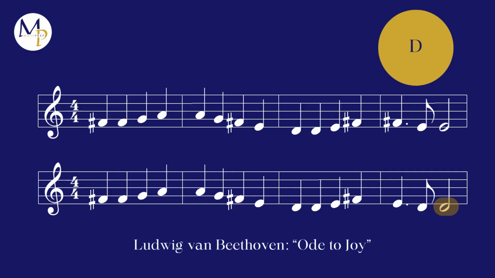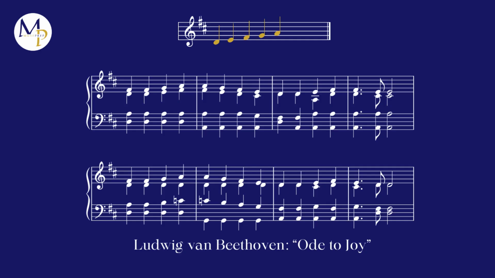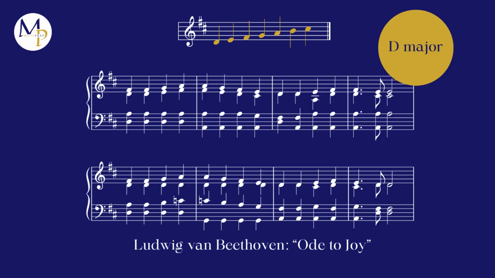Let's look at a 4-part version of the melody. Here, the melody is harmonized with appropriate chords. In these accompanying parts, the notes B and C sharp appear repeatedly. If we now list all the notes that occur and arrange them as a scale, it becomes clear that the underlying structure is the D major scale.